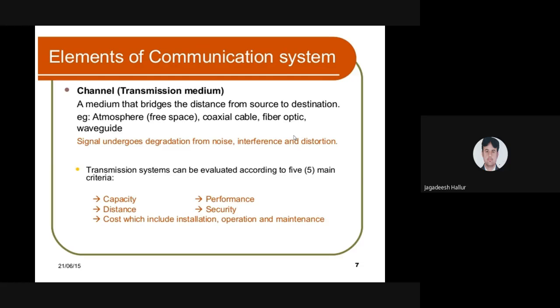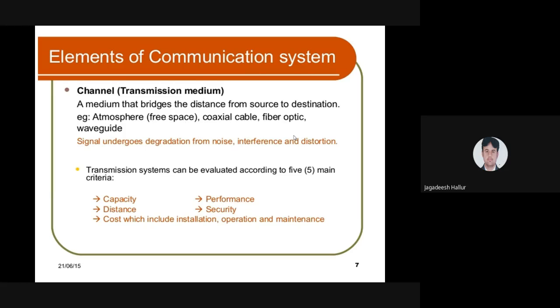If noise is present in a particular signal, we get some degradation in that signal. The efficiency will be less. You are not hearing properly. If there is interference in the signal, or if there is distortion in the signal, based on that transmission signal, we are going to evaluate the main criteria.